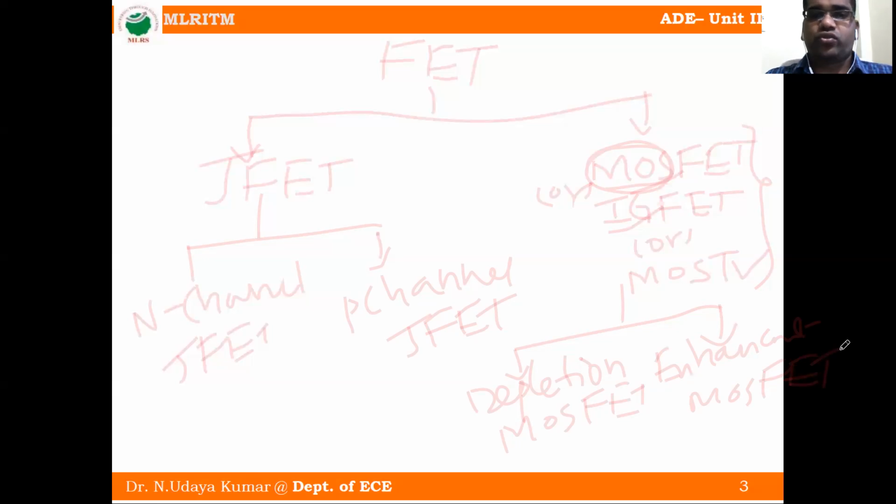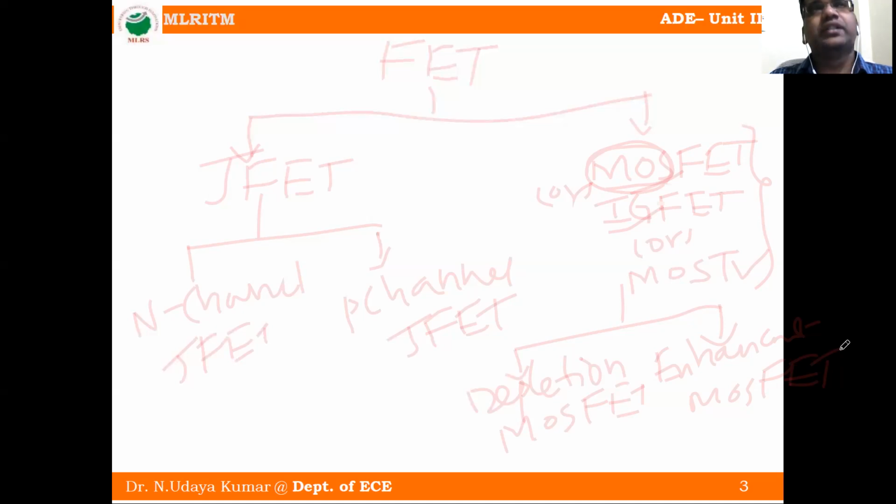So FET is of two types: one is junction FET, the other is metal oxide semiconductor FET. JFET can be categorized into N-channel JFET and P-channel JFET. In MOSFET, there are two types: depletion mode and enhancement mode. So depletion MOSFET and enhancement MOSFET.